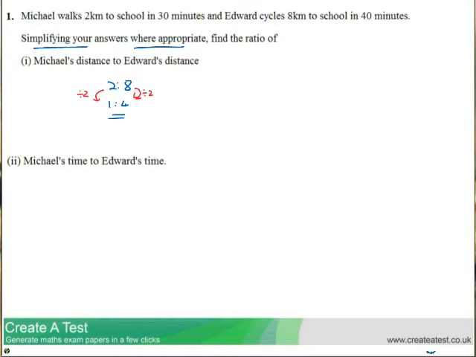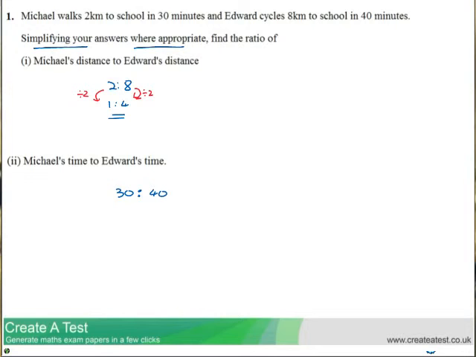Now we're going to do exactly the same with the times that Michael and Edward have got. Now the time Michael takes to get to school is 30 minutes. The time Edward takes to get to school is 40 minutes, so we can quite quickly write a ratio for the time it takes them to get to school, 30 minutes to 40 minutes.